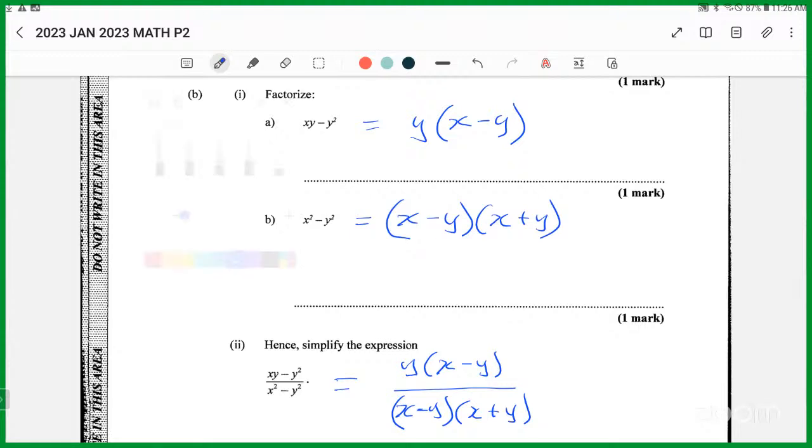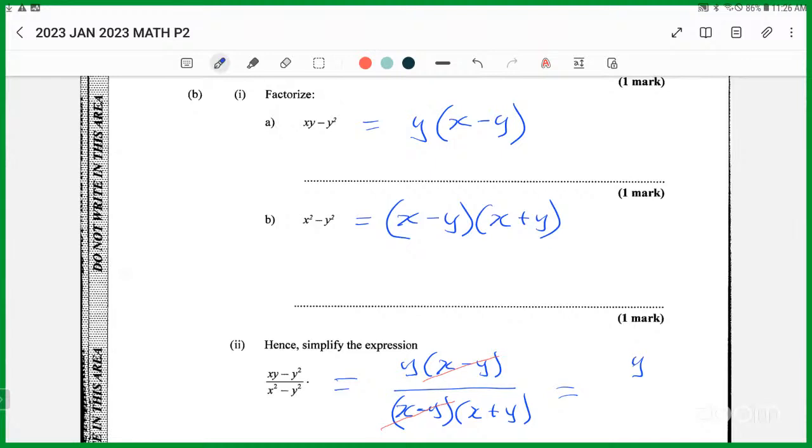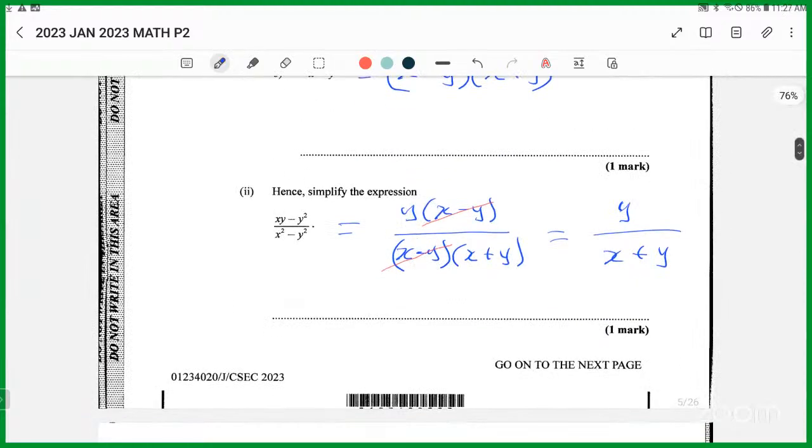What happens now is that the x minus y cancel each other. This x minus y and this x minus y, they cancel each other. So the final result is y over x plus y. That is the final result. Simple as that. Very good. Nice and easy. Next question.